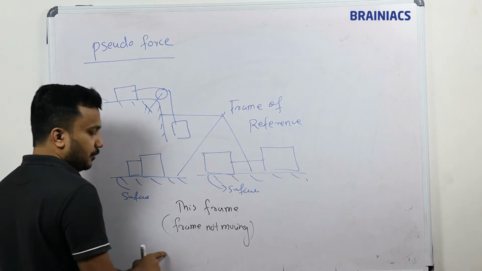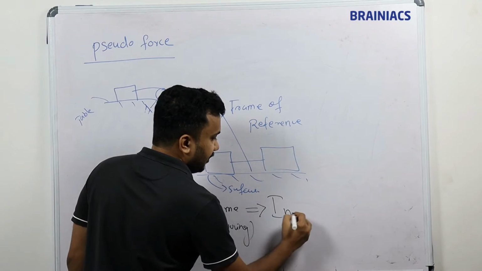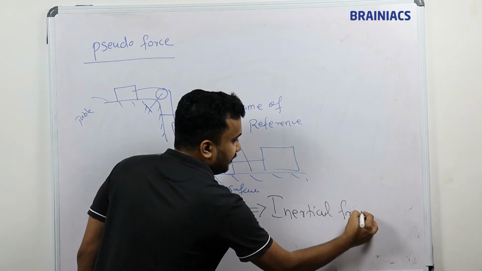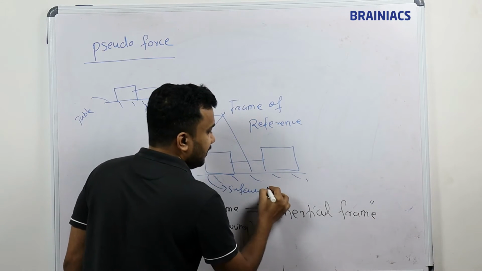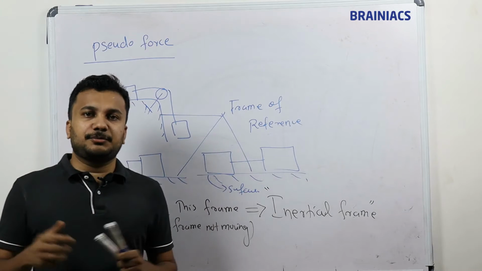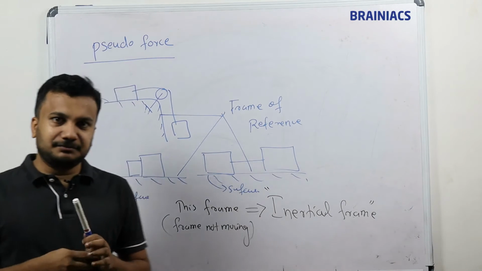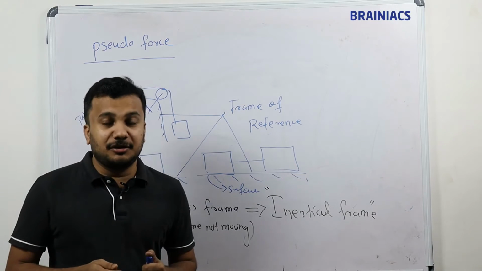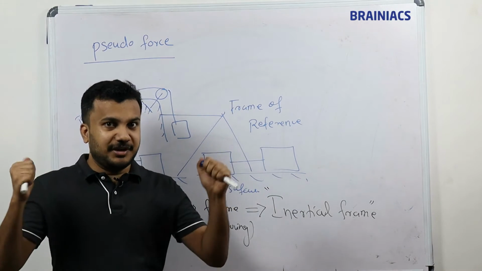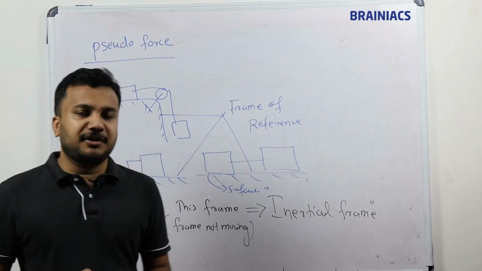So the frame is not moving, which means this type of frame is called an inertial frame. Inertia means rest, that is the meaning. Inertial frame: the frame is not moving. Whenever you read books and see the word inertia, it means rest. Newton's first law is also called the law of inertia, giving a qualitative definition of force, as in my first class. So an inertial frame means the frame is at rest.